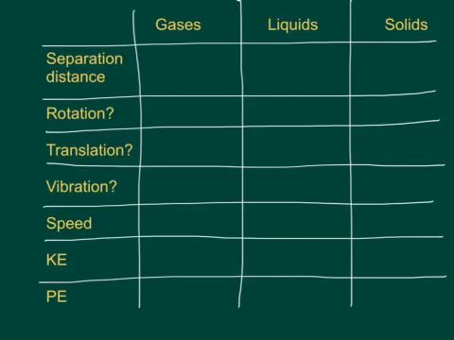Now, things to include: separation distance. You want to make sure that you include somewhere whether it's a fixed or variable distance between the molecules. And then you would also want to rank the separation distances for the three states of matter. Rotation, translation, vibration, you could just have a yes or no for whether that is one of the ways that the molecules move in a gas, liquid, solid. Speed, you could rank. KE and PE, you can just rank. So this is part of the homework.